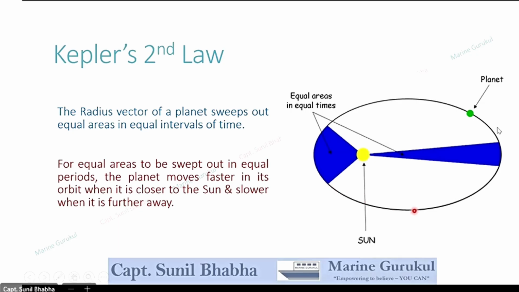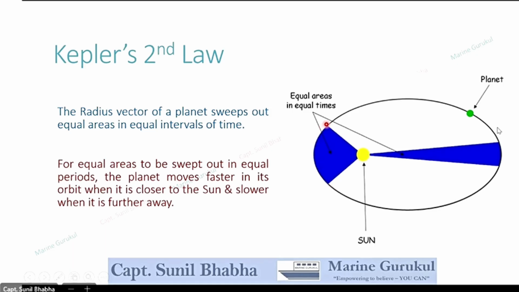Now, when the planet is far away from the sun in this particular condition, you can see the radius vector is very, very long as compared to the radius vector in the previous instance. With the radius vector very long, if it has to sweep out equal area in equal interval of time, the radius vector of the planet has to move very slowly in this part of its orbit. So it gives us an indication that the planet moves faster when it is closer to the sun.